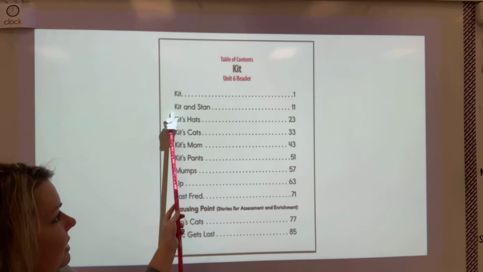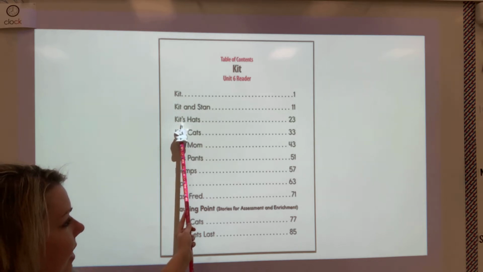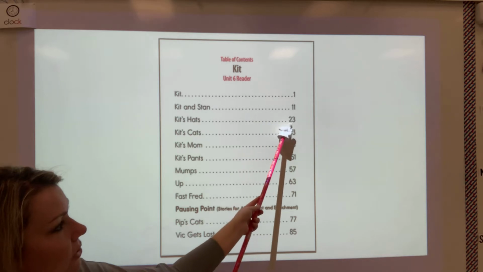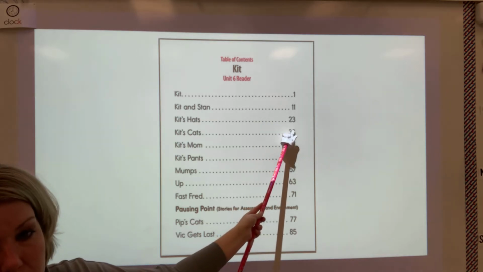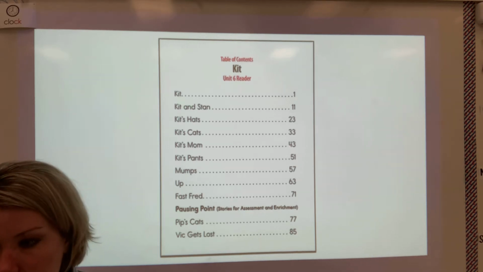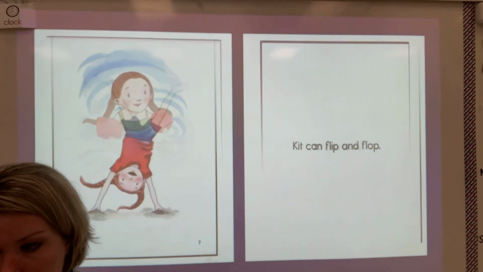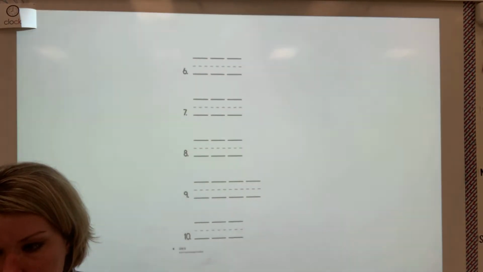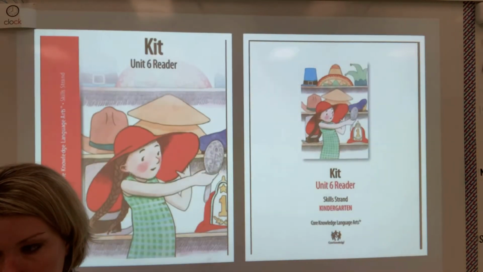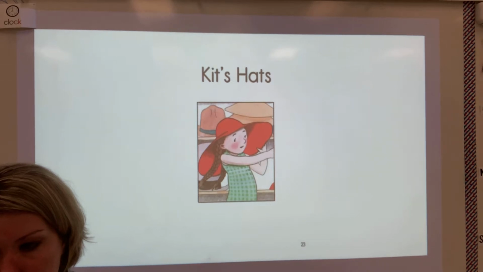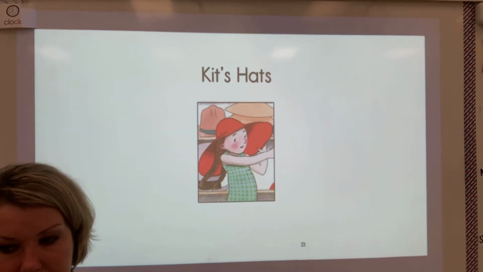So we look at the title and we see Kit's hats. And then we follow the dotted line all the way across to page 23. So we are going to open our book. Oops, I got it on the wrong one. We're going to flip our book to page 23. Here we go. And when we get to page 23, we see our title again.